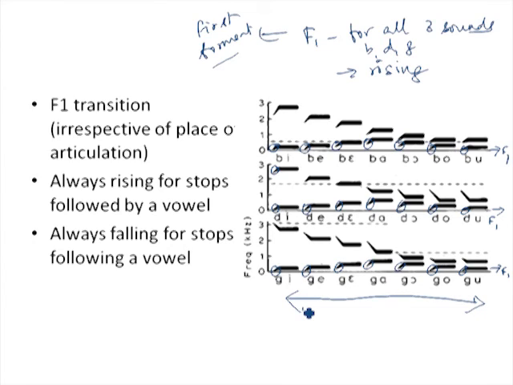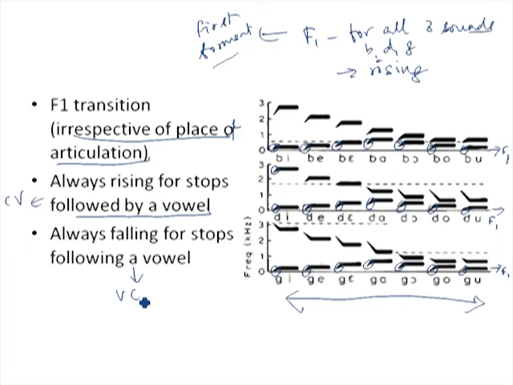So gi, ge, ga, go, gu. Different vowel sounds, irrespective of the neighboring vowel, whether it's e, a, o, or u, irrespective of any vowel sound that is here, your first formant is always rising for all three stop sounds here. So, irrespective of place of articulation, it's always rising for stops followed by a vowel, which means anytime it's a CV combination, first the consonant comes, then the vowel comes, it's always going to be rising. It's always going to be falling for a VC combination.